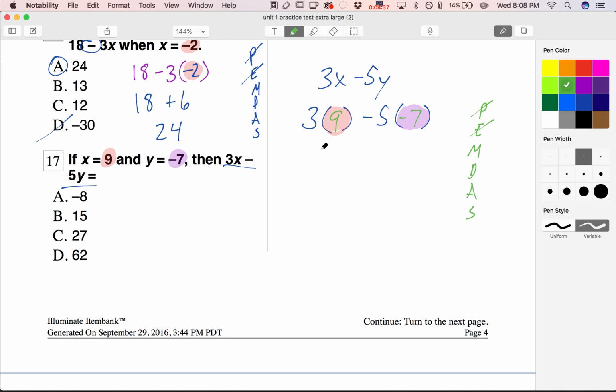What's 3 times 9? 27. Minus, what's negative 5 times negative 7, actually? Positive 35. What is 27 plus 35? So we're done with multiplication, division. We're on addition. 62.